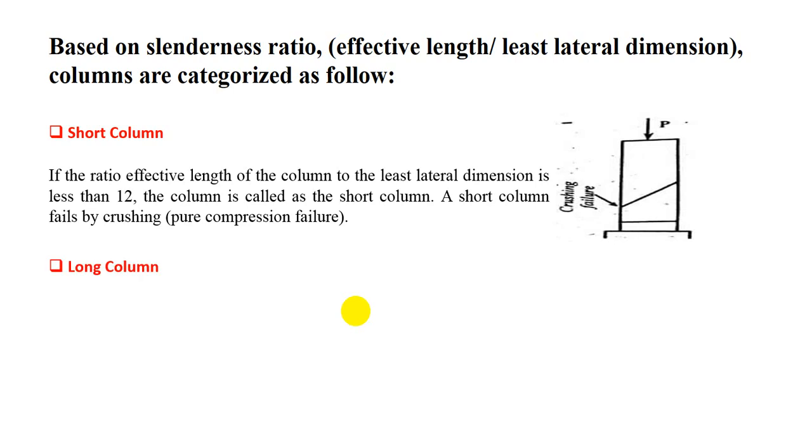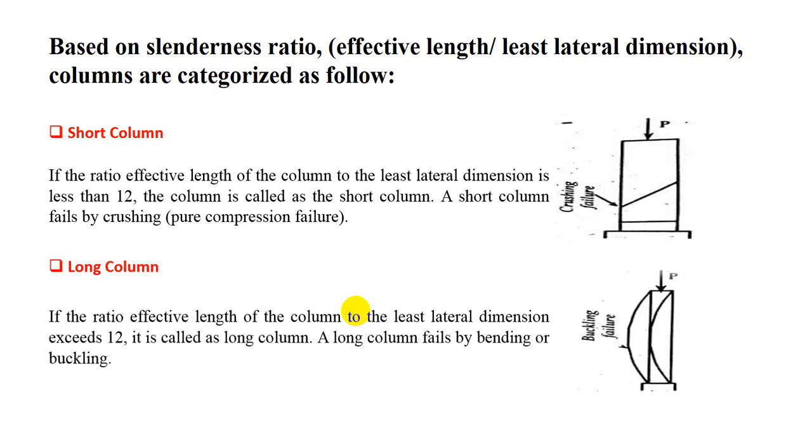Then another type of column is the long column, and similarly it will be more than 12. I mean if the ratio of effective length of the column to the least lateral dimension exceeds 12, or if our slenderness ratio is more than 12, then it's called a long column. A long column fails by bending or buckling. If we see in the figure here, you can see that this is buckling and this is crushing or pure compression failure.